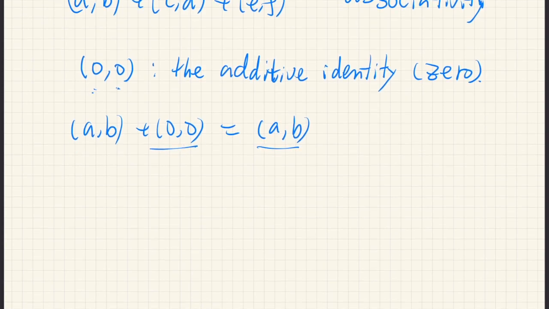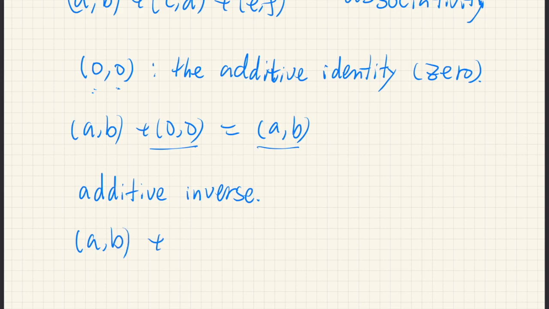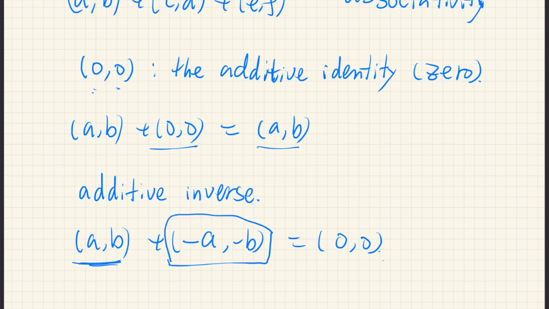And next is the existence of the additive inverse. That is, for any element (a, b), if we add another element, (minus a, minus b), then we get (0, 0), the additive identity. So for any element, such an additive inverse exists. This is yet another important property of addition.